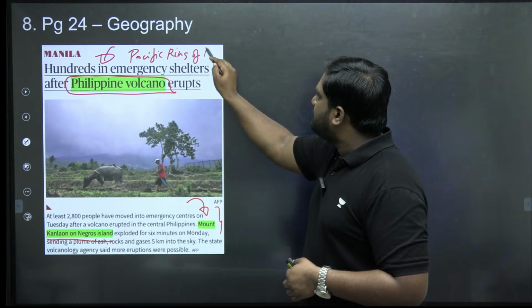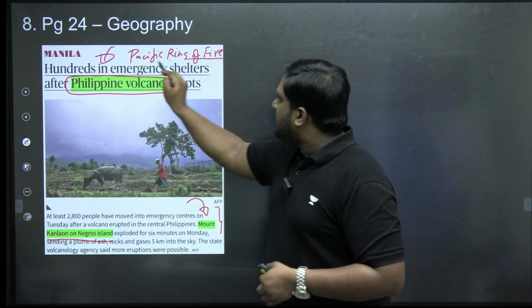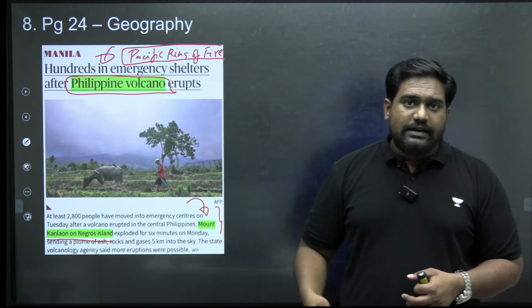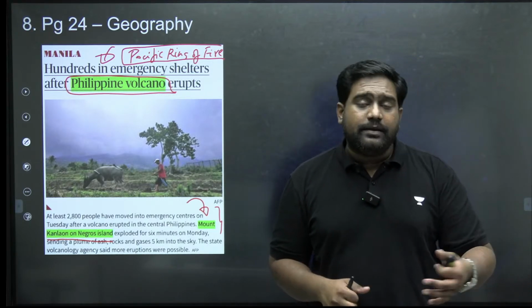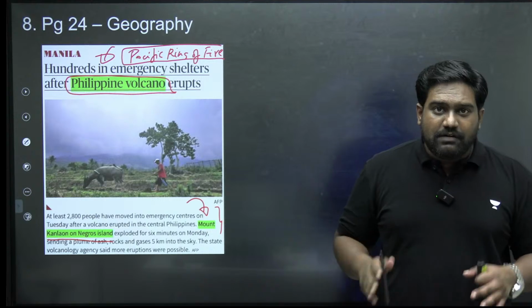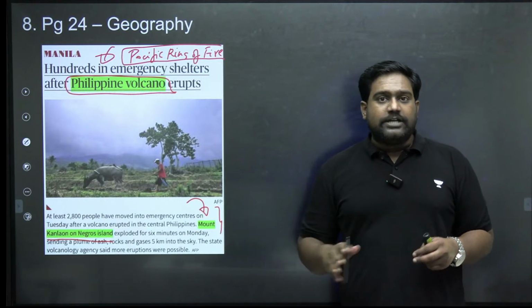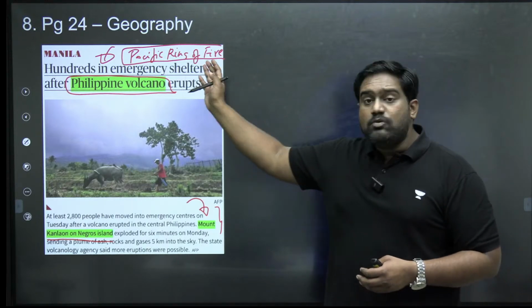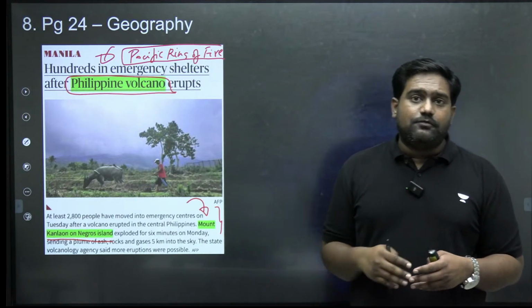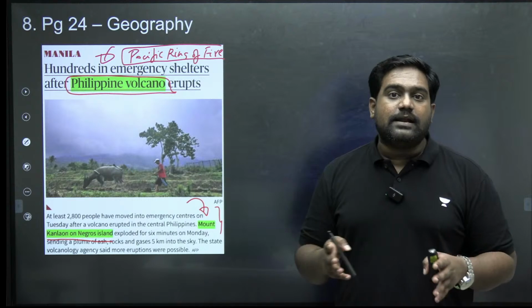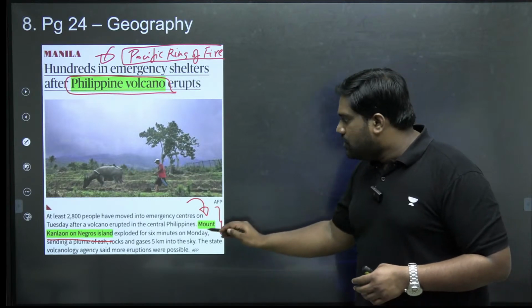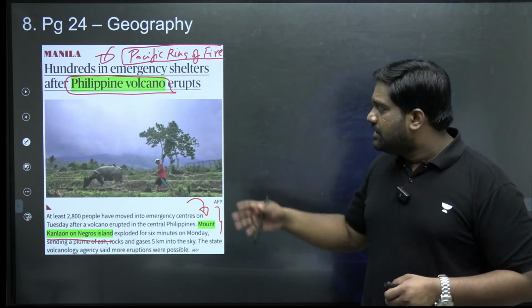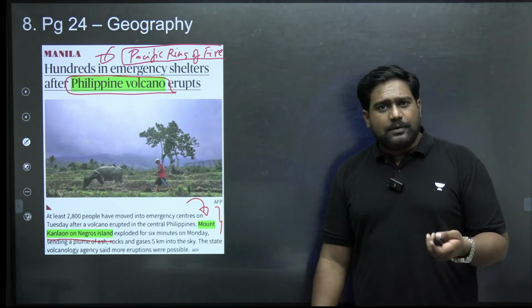It sits on the Pacific Ring of Fire. Just like Indonesia, the South Pacific Island countries, or Japan, even Philippines is very prone to tectonic activities at the plate boundaries in the Pacific Ring of Fire, where multiple plate boundaries are interacting. So Mount Kanlaon on Negros Island is located in the Philippines, and there could be a standard prelims question based on this.